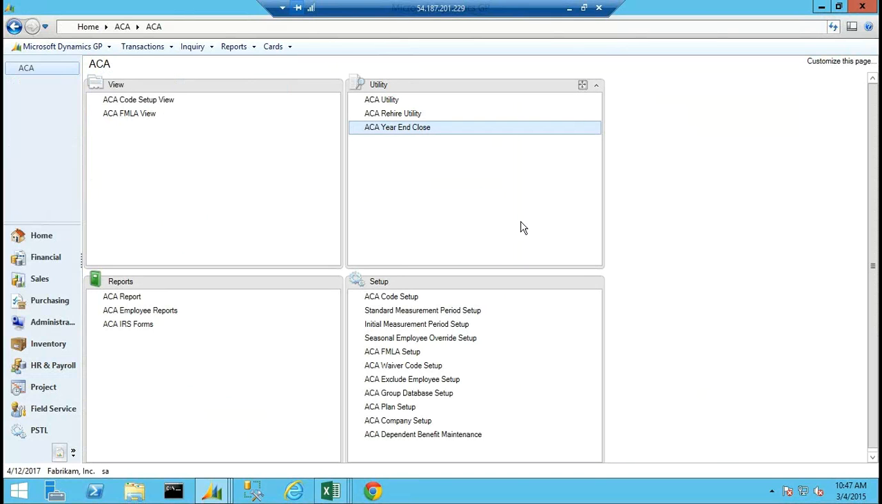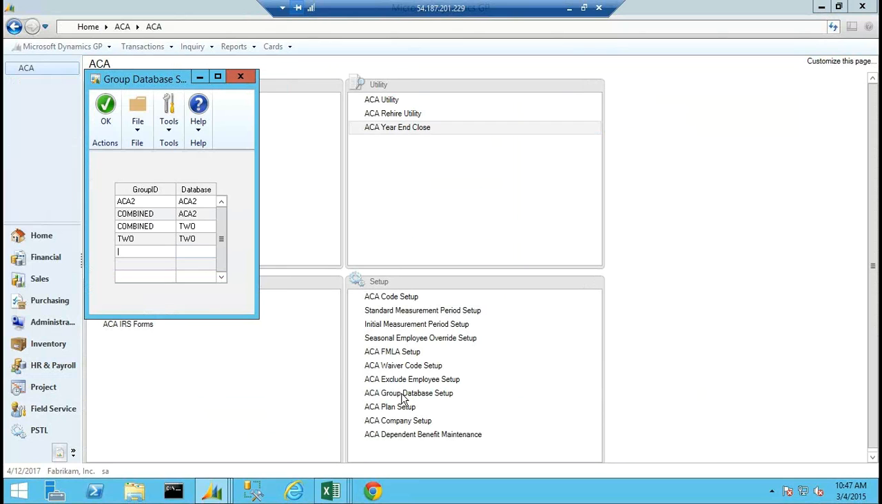So you can't sock away a guy at 20 hours a week in one company, 20 hours a week in another company, and say, well, he's not averaging 30 hours. Oh, yes, he is. And our reporting allows you to do that. So what you do, I have two set up. I have an ACA2 group.